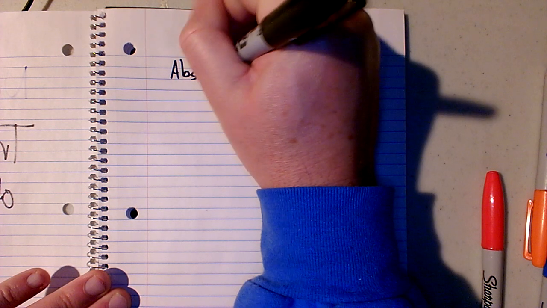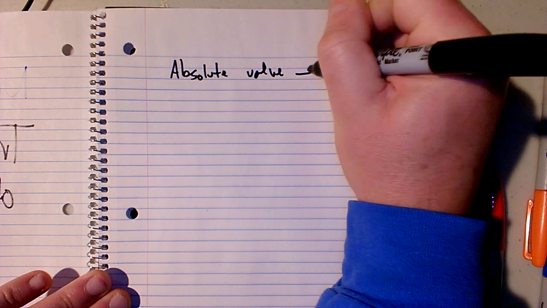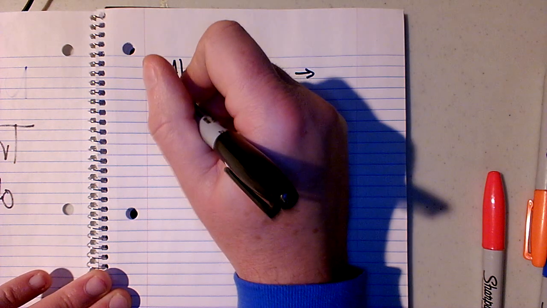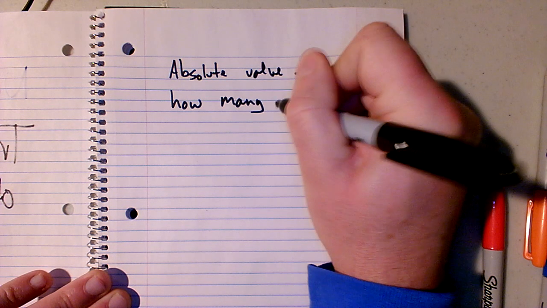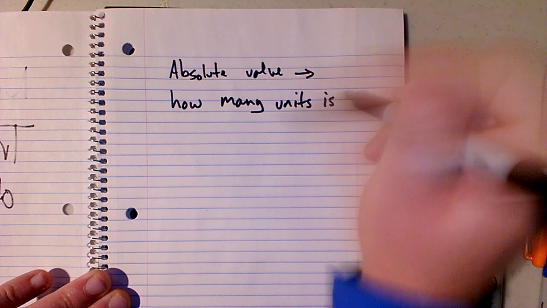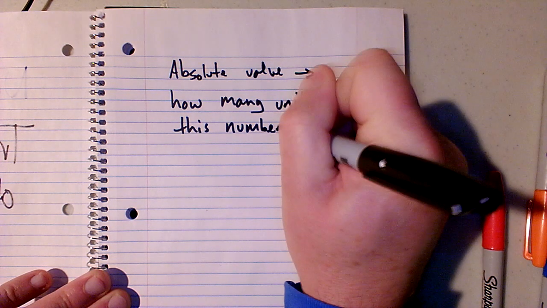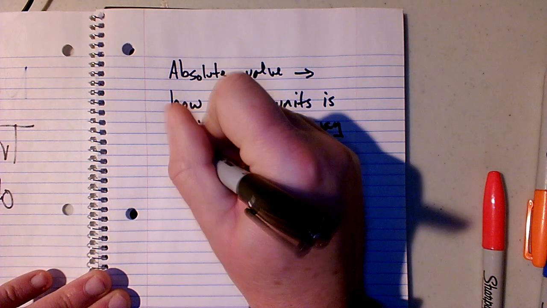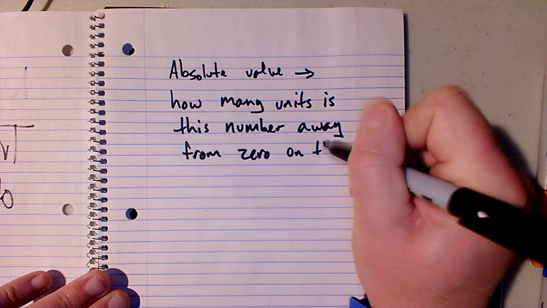Absolute value. When you're asked to find the absolute value of a number, what it's being asked of you is to answer this question: how many units is this number away from 0 on the number line?